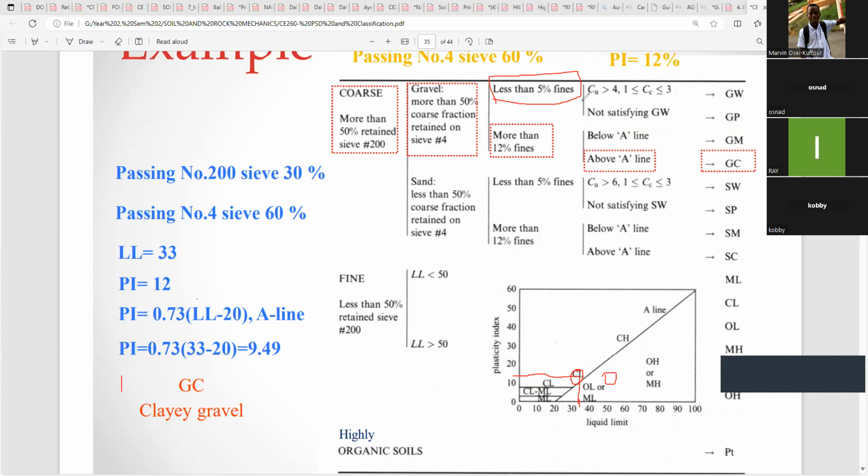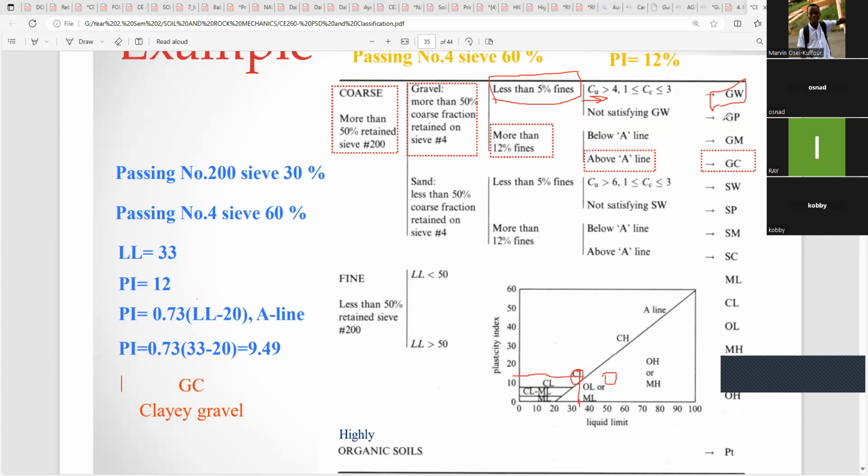It means that you go this way. In that case, you'll be given your CU and your CC in order to classify them. So if you have this, then it's a well-graded gravel. If you don't have something like that, if it doesn't fall there, then it's not satisfying, so it is poorly graded.